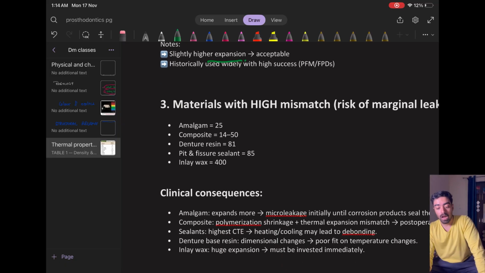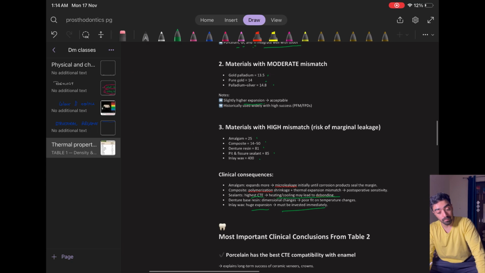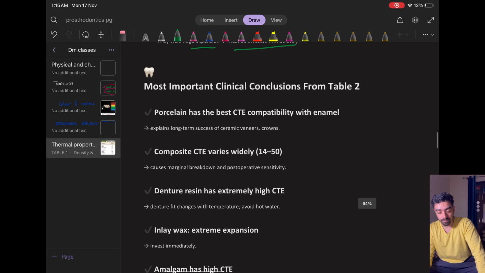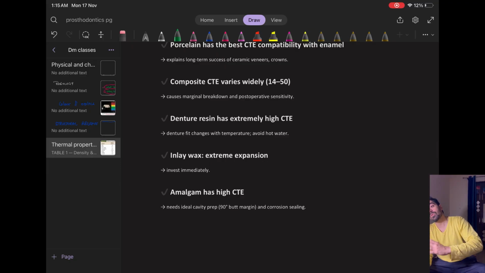Now the materials with high mismatch: amalgam, composite, denture resin, pit and fissure sealant, and inlay wax. They are bound to have a lot of marginal leakage, and polymerization shrinkage and everything adds up as well in composite especially. Sealants have the highest coefficient of thermal expansion. Heating, cooling may lead to debonding. Denture base resin, inlay wax, huge expansion, must be invested immediately. This is what is to be inferred and how you have to infer the tables that are provided in Phillips.